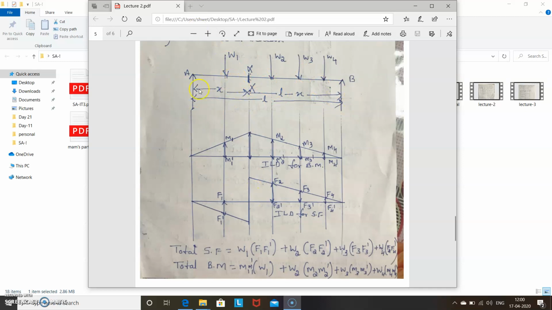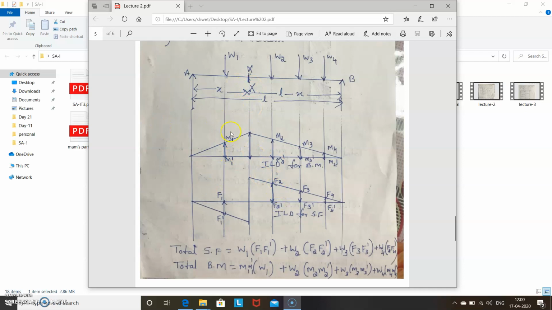Then you find a different point. Suppose at A, Y is equal to 0. Then at C, what is Y? Whatever the distance, suppose it is 2 meter, whatever you consider, you get all these ordinate values. So the total bending moment is W1 into M1, M1 dash, plus W2 into M2, M2 dash, plus W3 into M3, M3 dash, plus W4 into M4, M4 dash. It is the algebraic sum of all the loads multiplied by their respective ordinates. That gives the total bending moment.